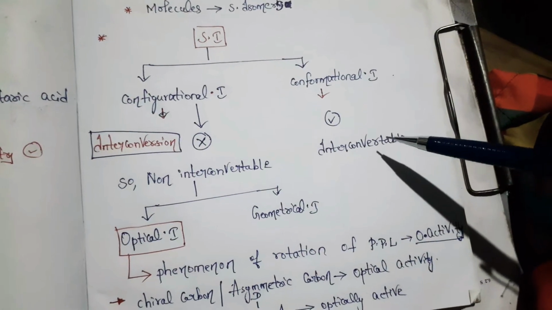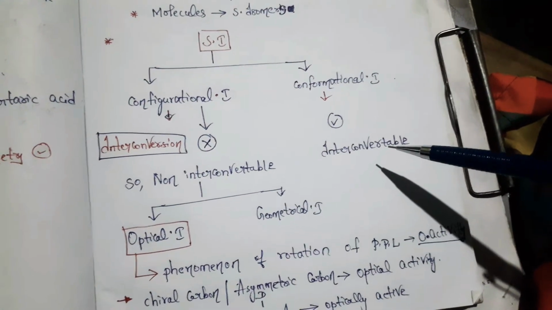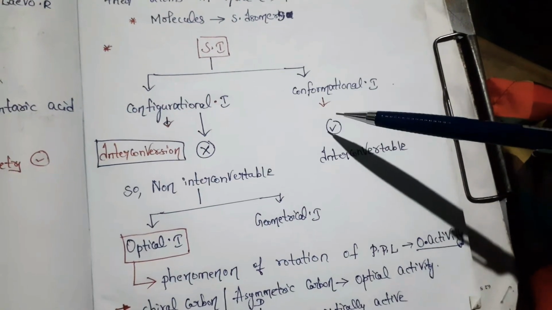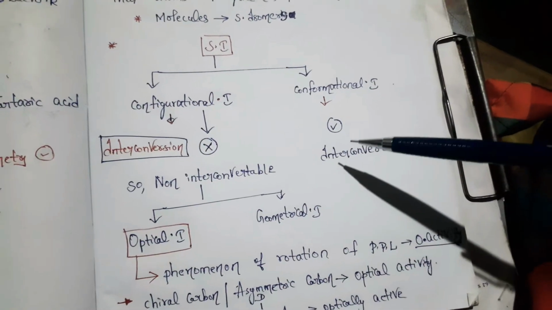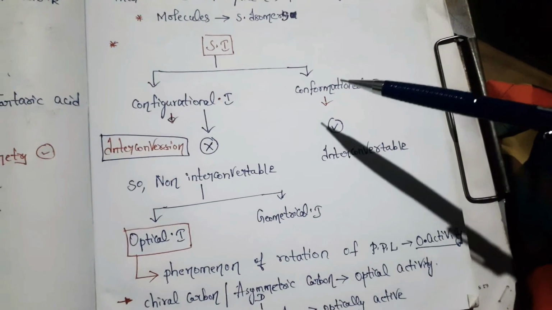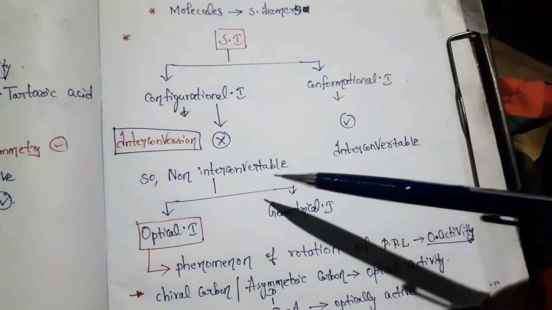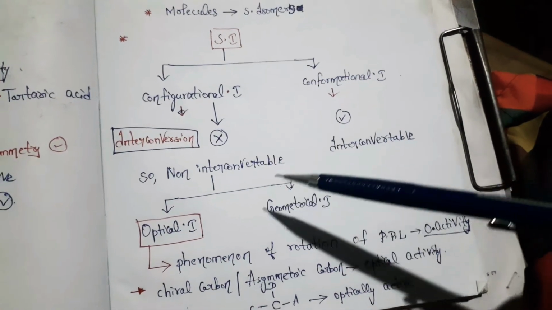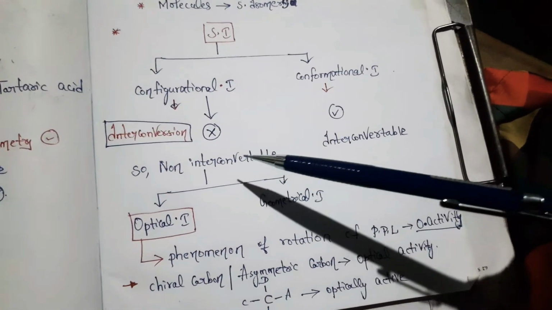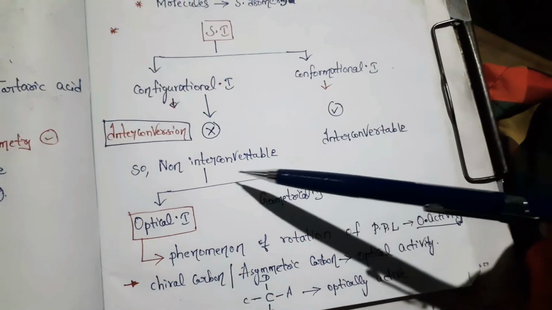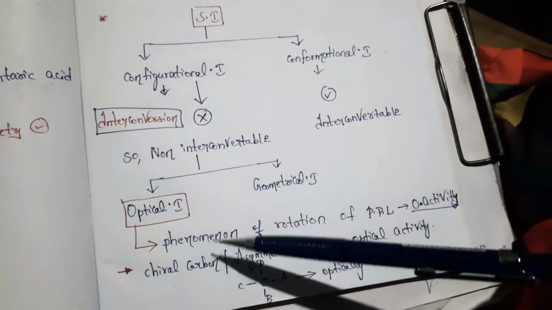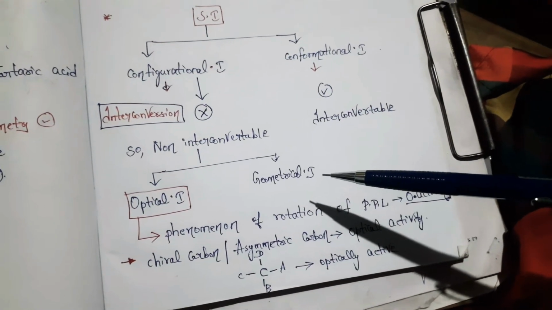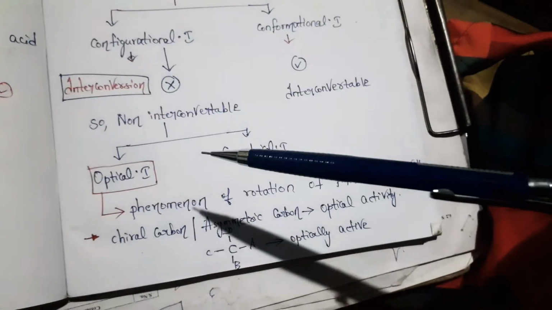If it is interconvertible, then they are called conformational isomers. So interconvertible isomers are conformational isomers. Non-interconvertible isomers are configurational isomers. Again, these non-interconvertible isomers are classified into two types: optical isomers and geometrical isomers. Today we are going to discuss optical isomers.